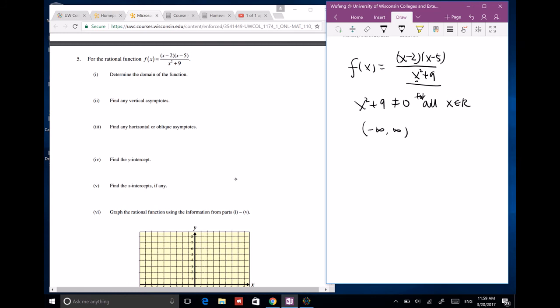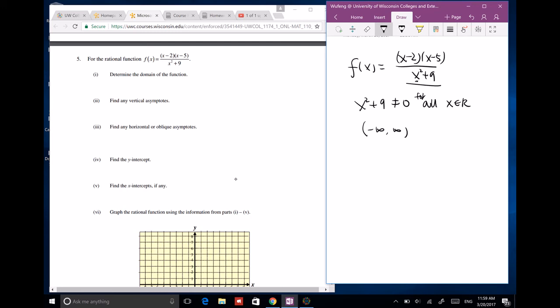Find any vertical asymptote. A vertical asymptote is where y goes to infinity. Okay, there's no vertical asymptote, because x squared plus 9 is not 0, so there's no vertical asymptote.